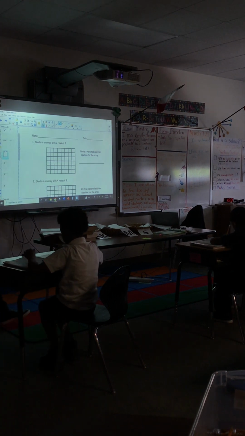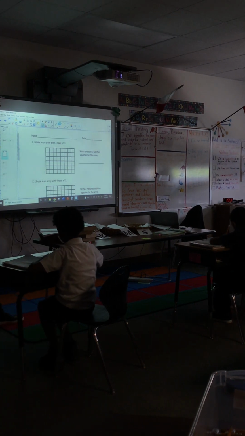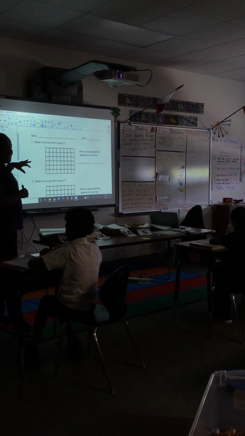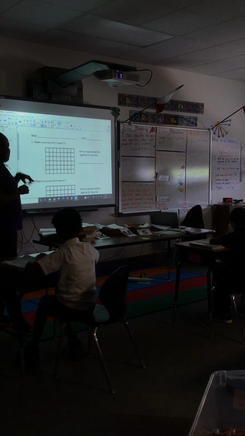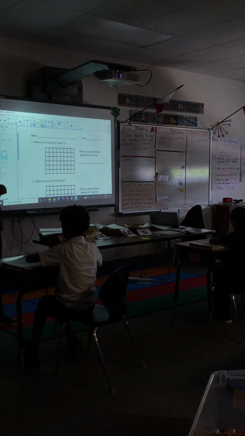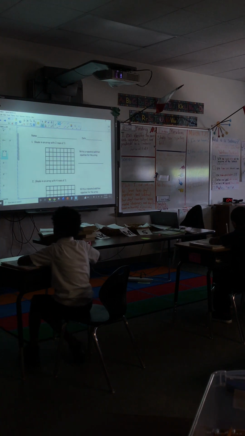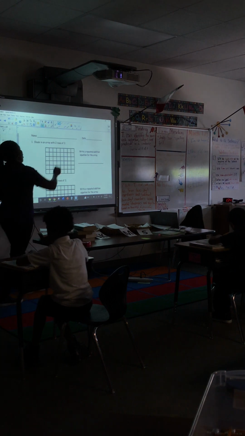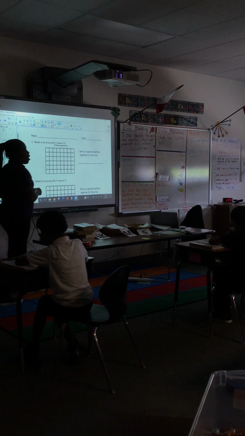It says shade in a right with 2 rows of 3. All we're going to do in this lesson is just do whatever the instructions tell us to do. We're going to do number 1 together. Nathaniel, can you read what it just said? Shade in a rectangle with 2 rows of 3. 2 rows of 3.